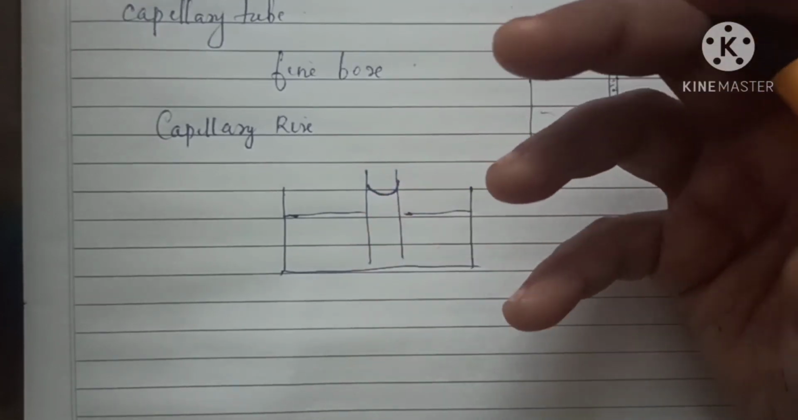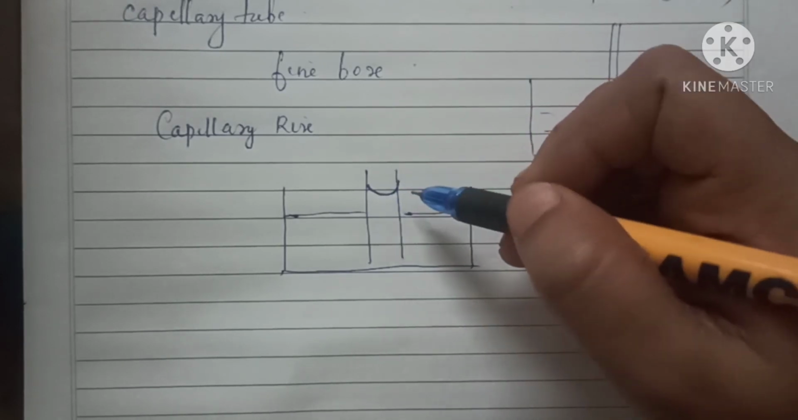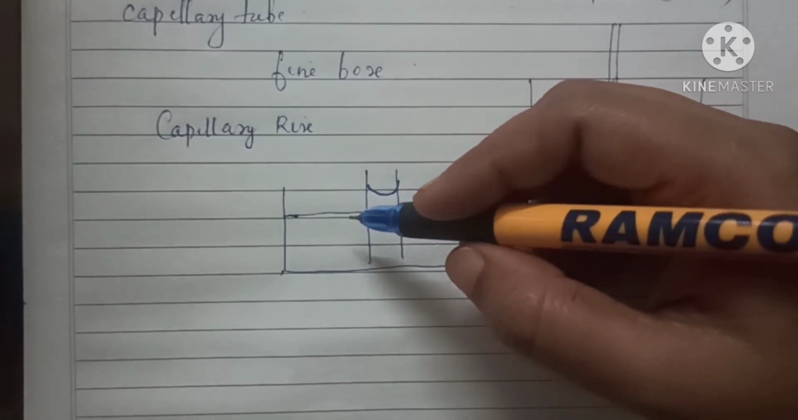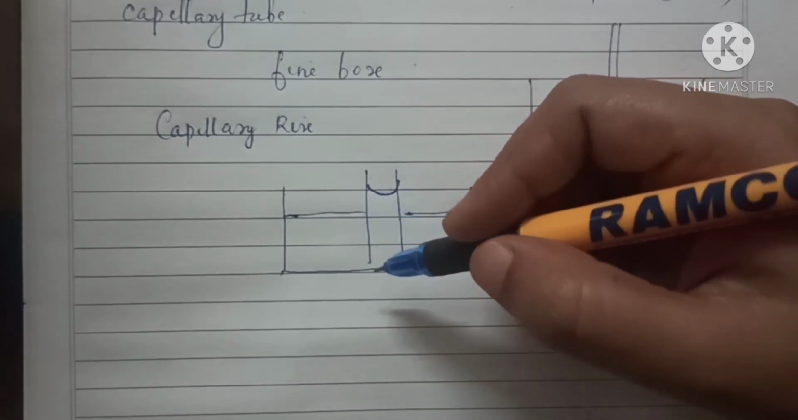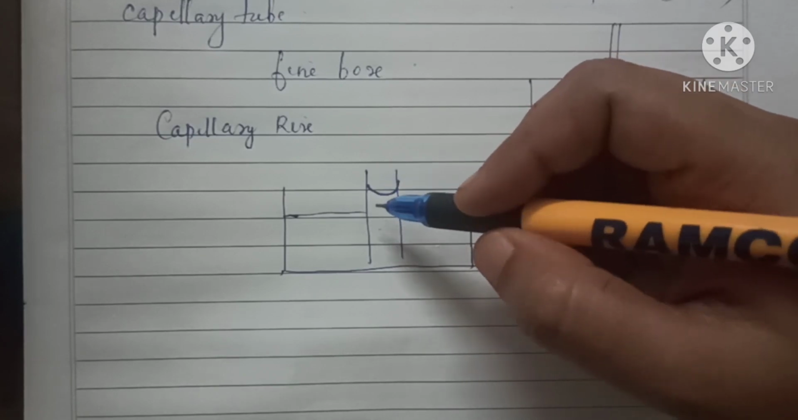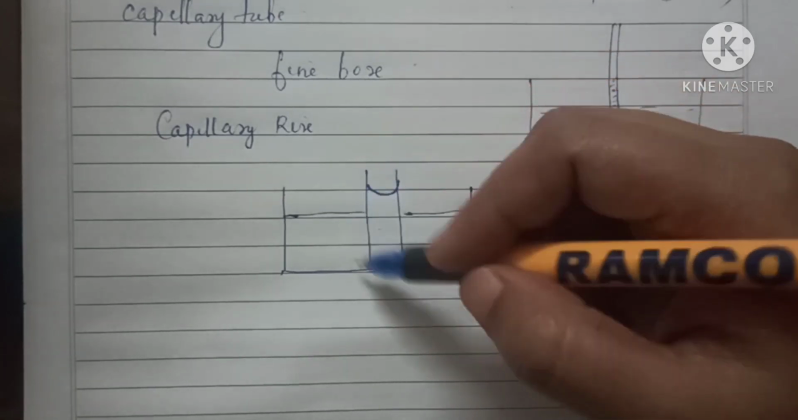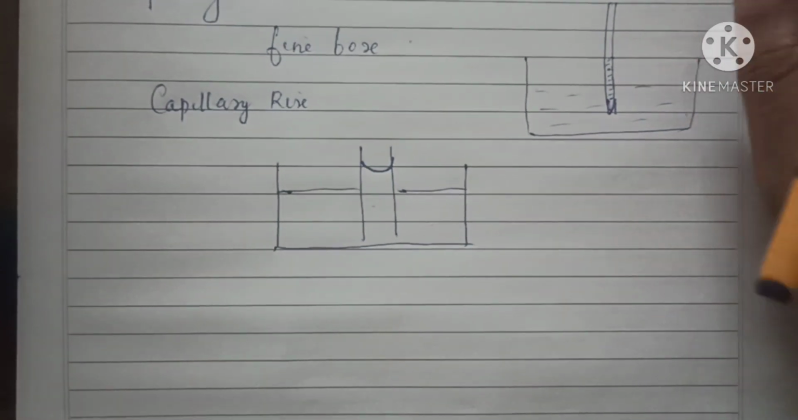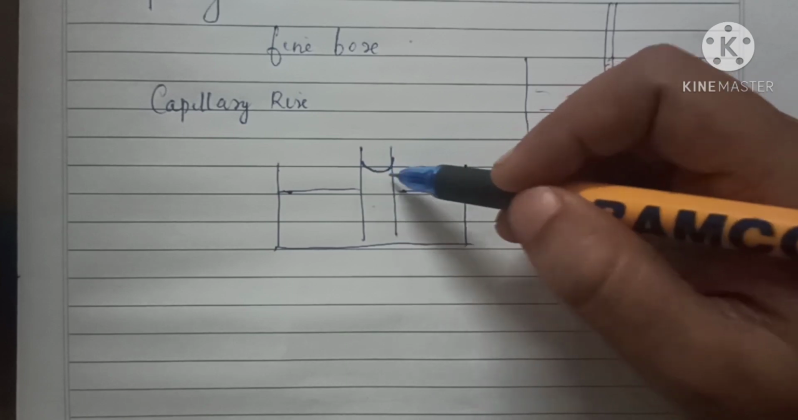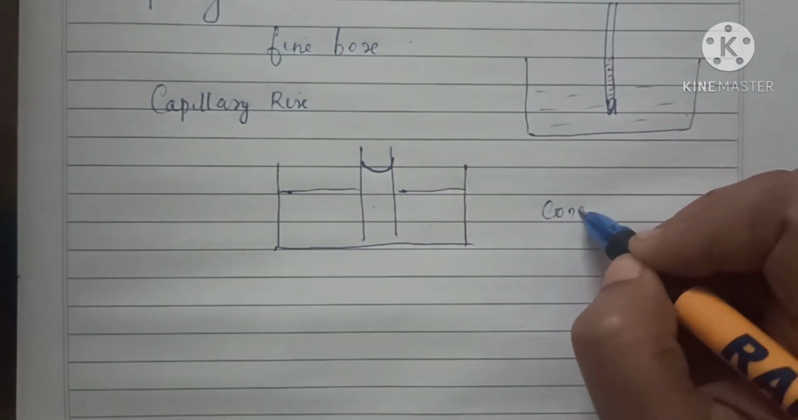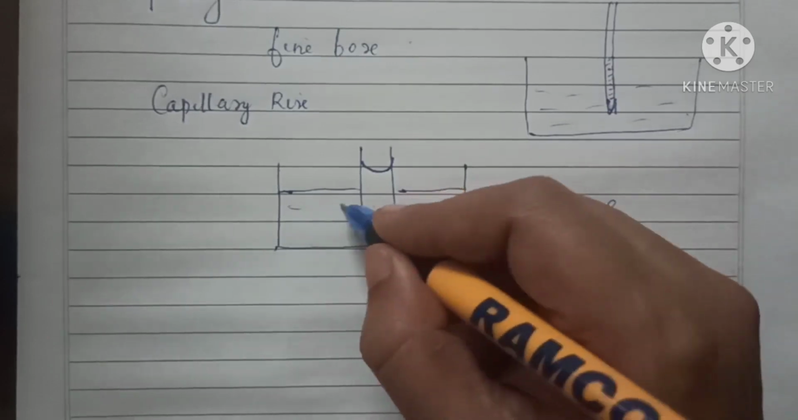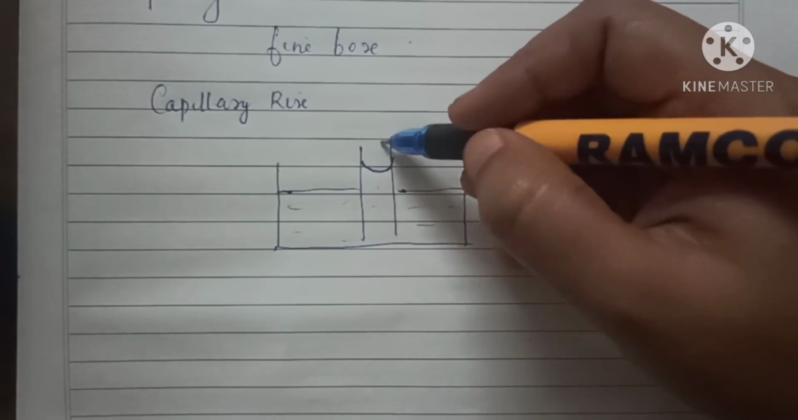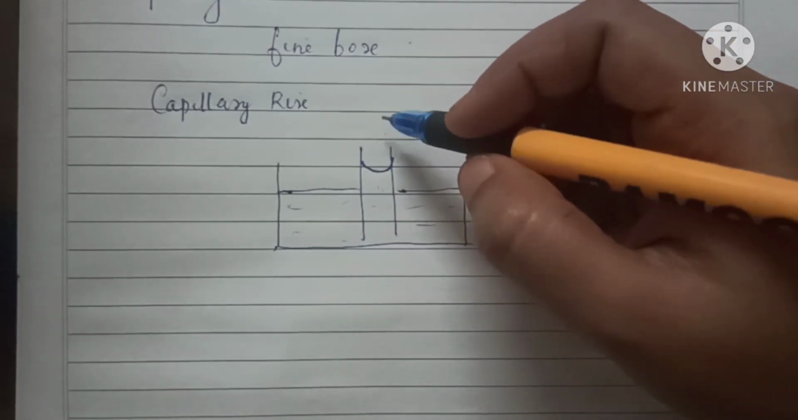If you are dipping in mercury-like liquid, you can see a convex meniscus here. Okay, so here the capillary tube has a radius r. You just assume that, okay? And then it is inserted into a vessel containing water. This much clear. And suddenly you can see a meniscus on the surface of water, and it is a concave meniscus since it is water.